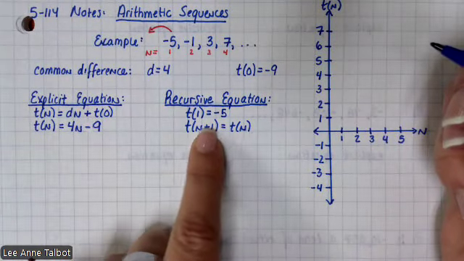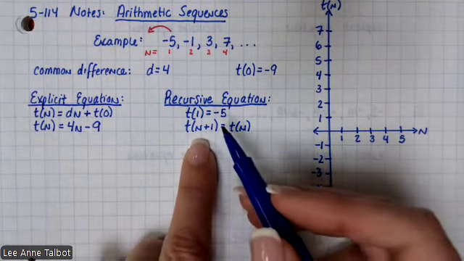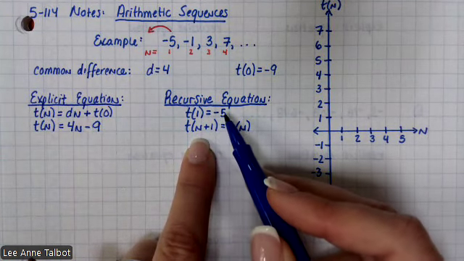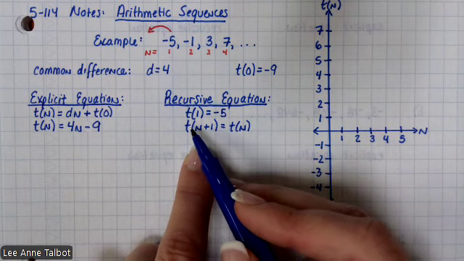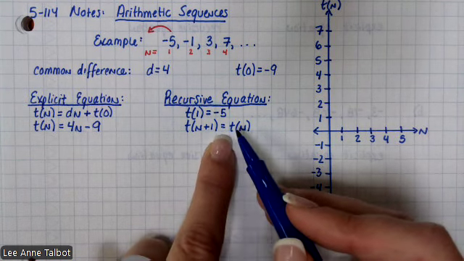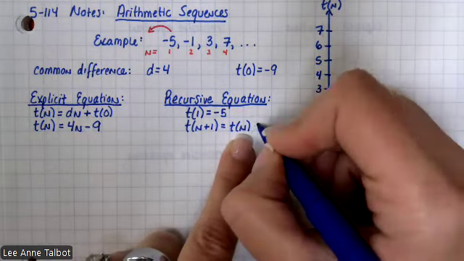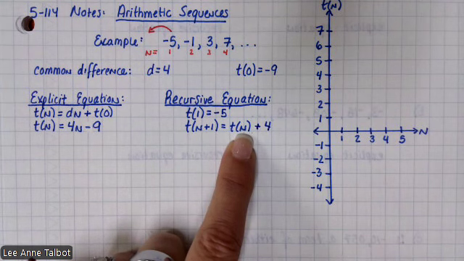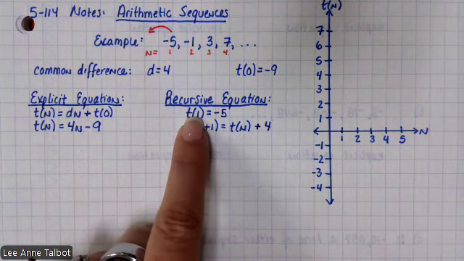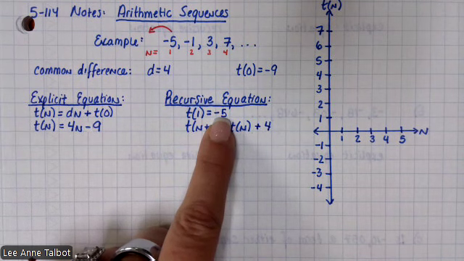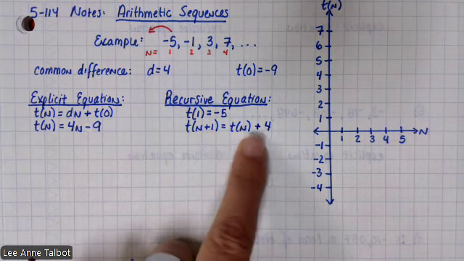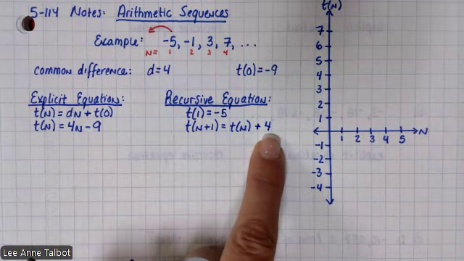Let me read this to you again in words so that you can see what this is saying. Start your sequence at -5. To get the next term, take your previous term and add 4 each time. Let me say that again: start your sequence at -5. To get the next term, take your previous term and add 4 each time. That's what recursive equations are saying.